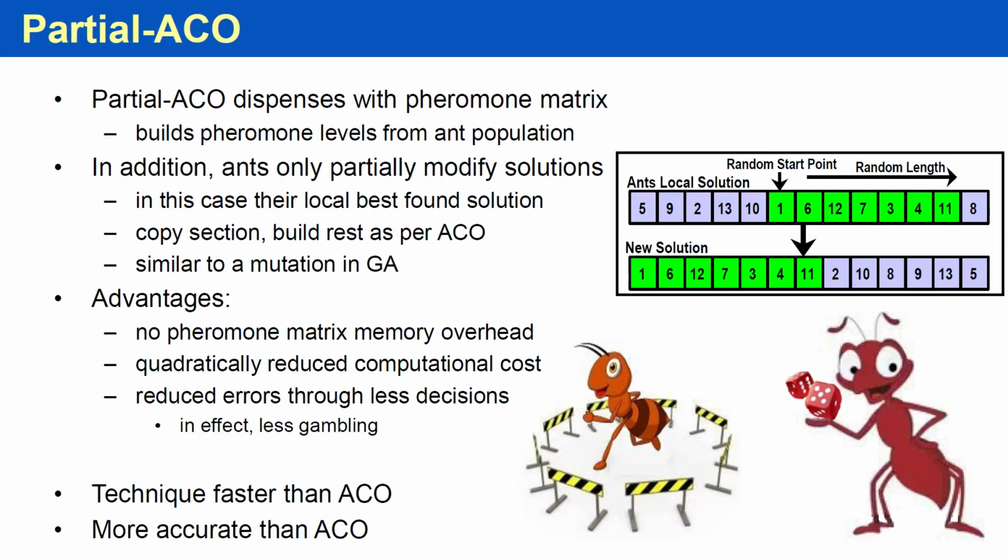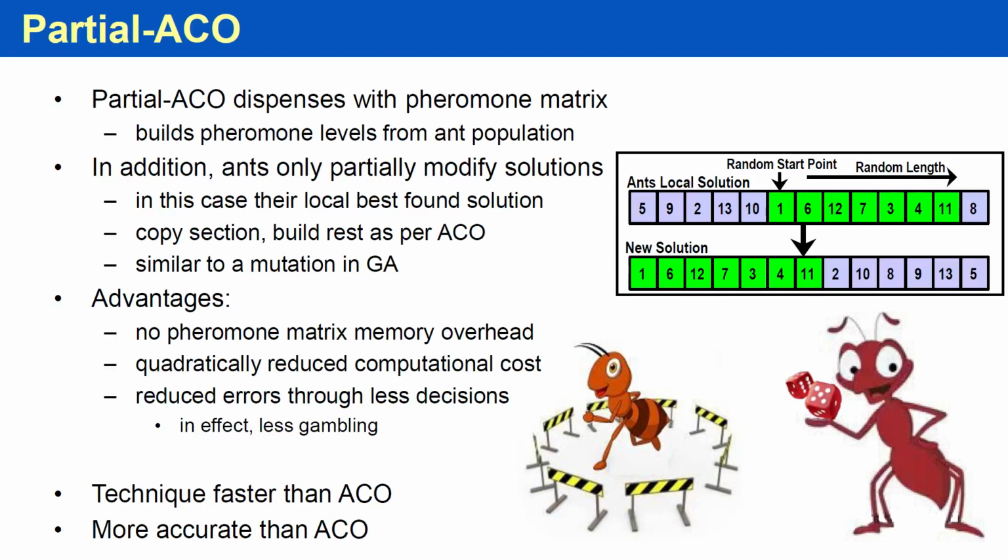But this could be considered similar to mutation in a GA in that only part of the solution is being changed. And the advantages to this Partial-ACO approach are there's no pheromone matrix, so no memory overhead, and quadratically reduced computational costs. In addition to that, it has proven to be generally more accurate because it reduces the amount of errors an ant may make through less decision making, less gambling essentially. As I say, it's been found to be faster than ACO and more accurate than ACO.